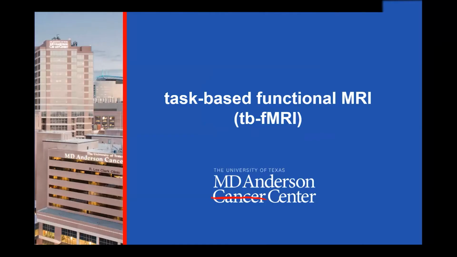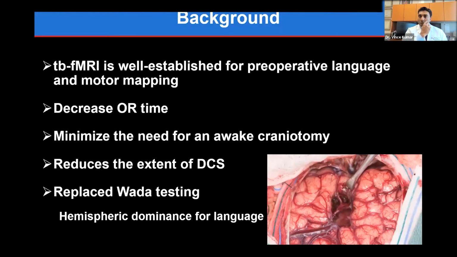So I'll be primarily talking about task-based functional MRI this afternoon and how we use it for preoperative planning in patients with gliomas. It is well known that task-based fMRI is well established for preoperative language and motor mapping. It's been shown to decrease OR time, minimize the need for an awake craniotomy, and reduce the extent of direct cortical stimulation. And it has largely replaced WADA testing, which is an invasive procedure for the determination of hemispheric dominance in these patients.